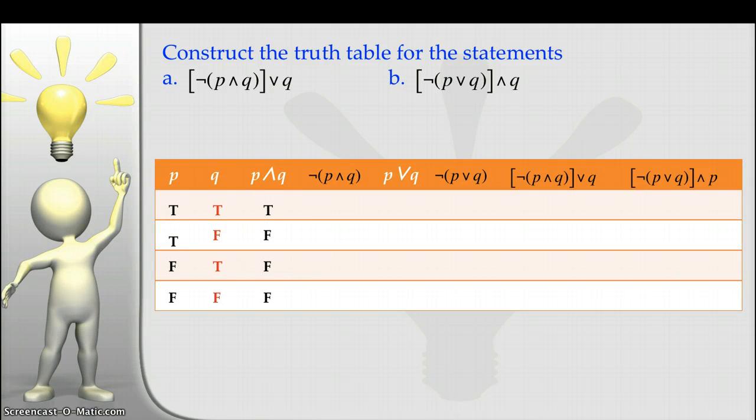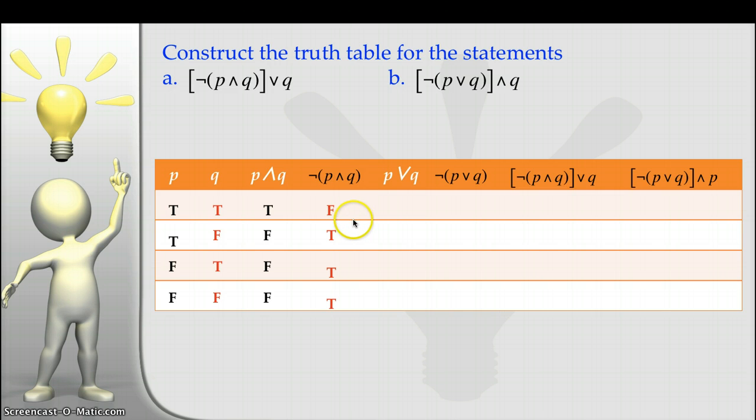Now we're going to negate these values according to these symbols. We just get the opposite. Your true becomes false, your false becomes true, another false is true, and then your false is true. Now let's move on to the next column. This is inclusive OR. Inclusive OR is true when you have true and false, false and true, and true and true.